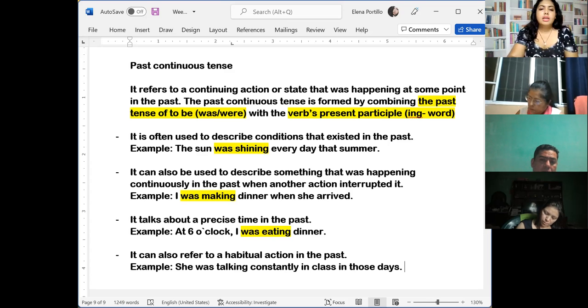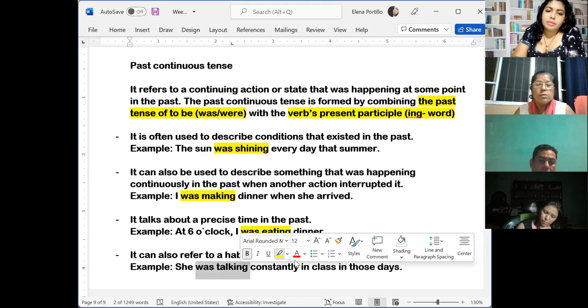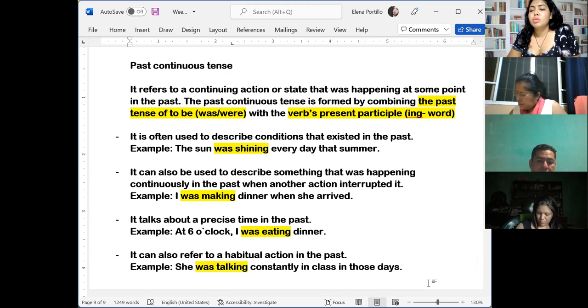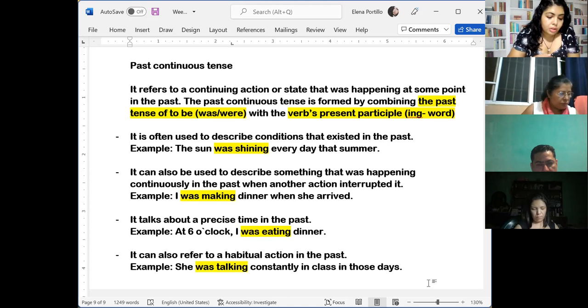So in that case, it's something that was happening in that time constantly, or something habitual, or something that is performed almost all the days. And in the example, we have this one. She was talking constantly in class in those days. That is something that she did in all the classes. So it's an action that is performed almost every day.